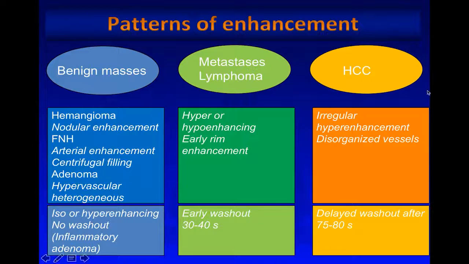By contrast, hepatocellular carcinoma will oftentimes tend to have delayed washout. They can wash out after 75 or even 80 seconds, or sometimes even later. That is why we scan the liver for at least 5 minutes. In the arterial phase, we all know that usually they are hypervascular or hyperenhancing, and sometimes you'll be able to see the irregular hyperenhancing disorganized vessels.